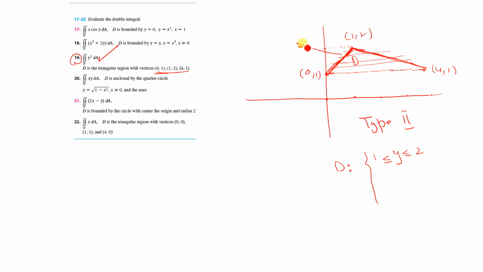So this line passes through (0, 1) and (1, 2). Using the two-point formula, we have y minus 1 is equal to 1 divided by 1, so the gradient is 1, times x minus 0. So this is y is equal to x plus 1. This is the equation for this line.